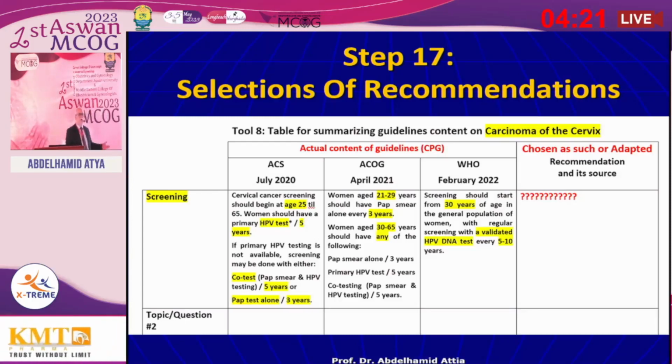We may find 21 is very early. We would like to start at 30 like the WHO said. And we may find that DNA testing is not available and very costly. We would like to have the pap smear. So we may advise that from 30 or from the age of marriage in our community, every woman should be screened by pap smear every 5 to 10 years. And we may end up with a recommendation like this to use. This is all the adaptation process.